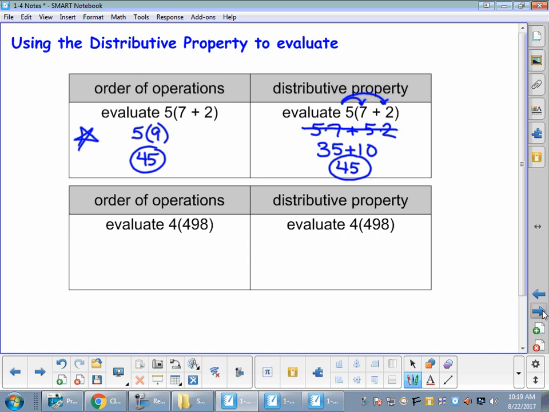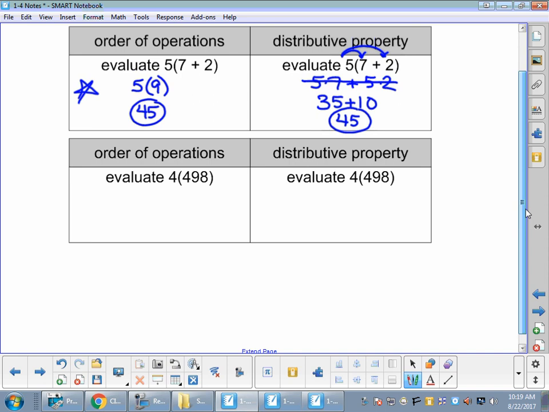But in the example below, it may be to your advantage to use the distributive property rather than trying to evaluate 4 times 498. So using the order of operations, I would actually have to do 4 times 498, without a calculator, do the actual math longhand.